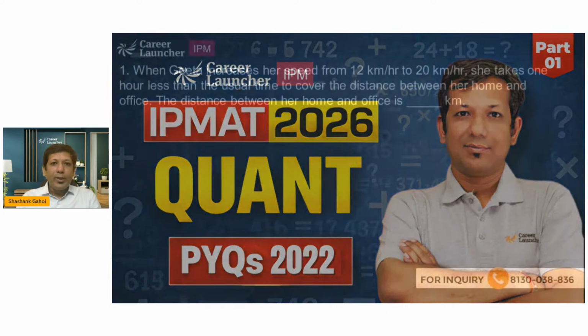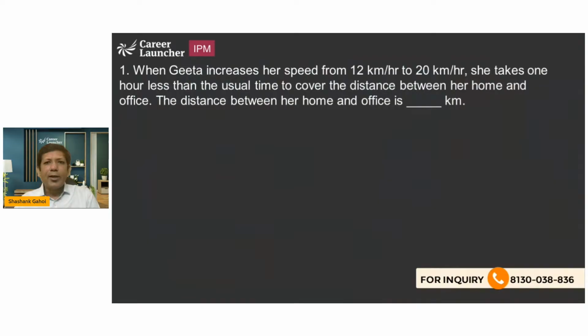Okay. So basically, I'm going to start with the first question. Now it says when Geeta increases her speed from 12 kilometer per hour to 20 kilometer per hour, she takes 1 hour less than the usual time to cover the distance at her home. Now, what is the distance between her home and office?